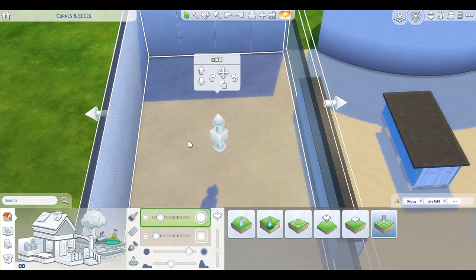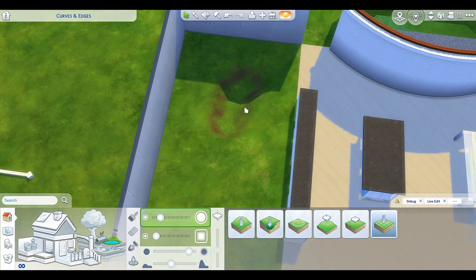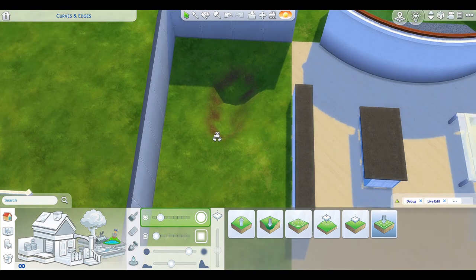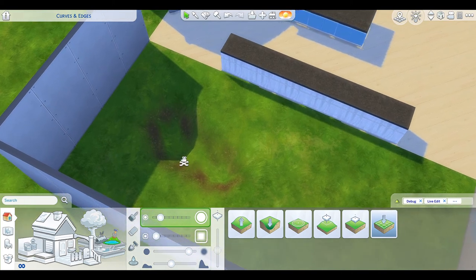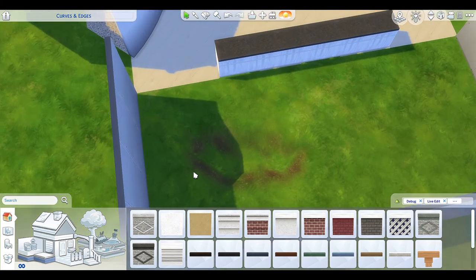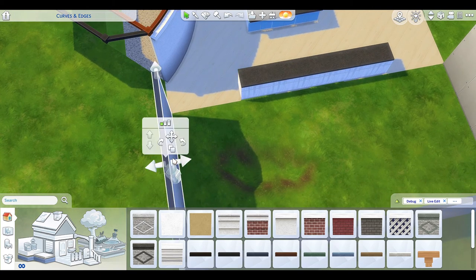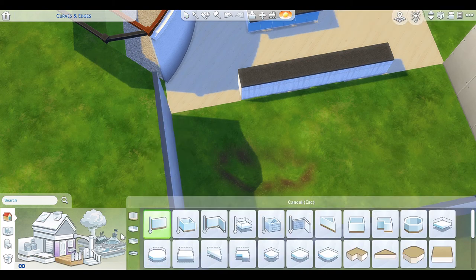Yeah, no, but I can't do it. Oh! Wait. What? Do I do remove floor? Okay. My brain is melting. Oh my gosh. Suddenly it feels like I've never built in The Sims before. This is my first. What is going on? I'm so confused. Okay. I don't think I can do this. Can I do this?